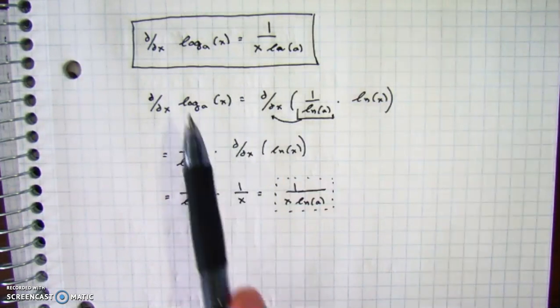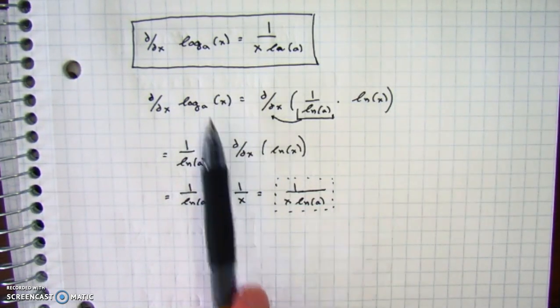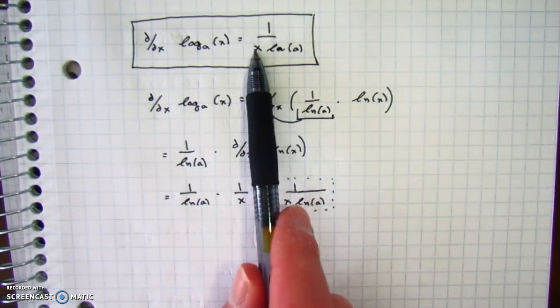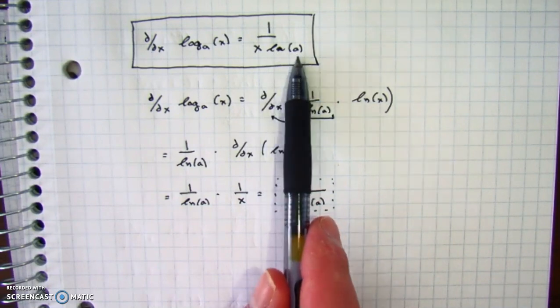So we can see that now we take the derivative of this. At the end of the day, it equals 1 over x times the natural log of a.